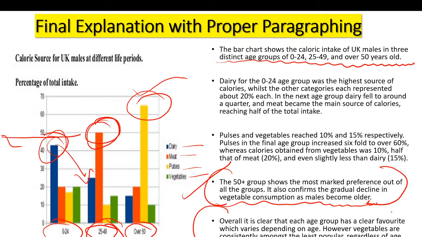So finally we are writing the overall. Overall it is clear that each age group has a clear favorite, which varies depending on the age. However, vegetables are consistently amongst the least popular regardless of age. So you can see the vegetable is here, this one and this one. We can see a continuous declining trend here. So that's why we can say it is the least popular one actually.